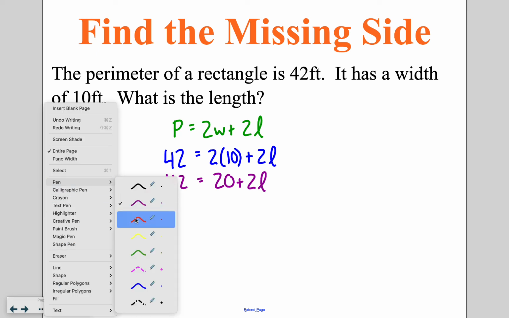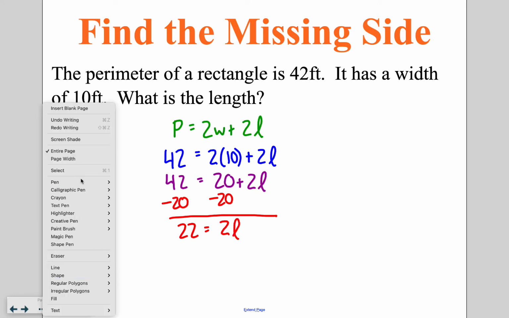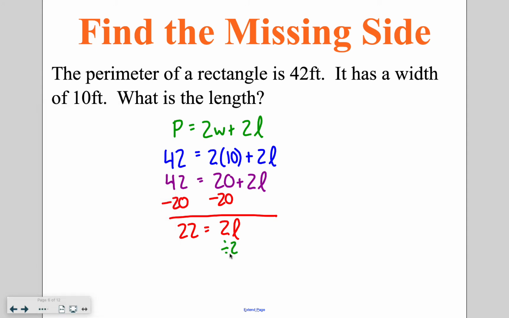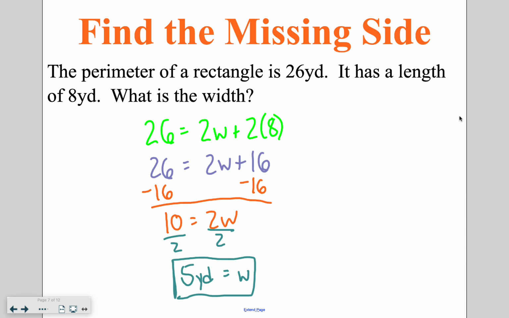Now it becomes a two-step equation, so I'm going to subtract 20 from both sides of my problem, and I'm going to get 22 is equal to 2 times the length. And then I'm going to solve by dividing both sides of the equation by 2. So I end up with 11, and then we've got to have a label. So 11 feet is equal to the length. That is our missing side of our rectangle. Go ahead and try this one on your own. Plugging in for the length, leaving the width as the variable, we multiply, then subtract and divide, and find out that the width is 5 yards.